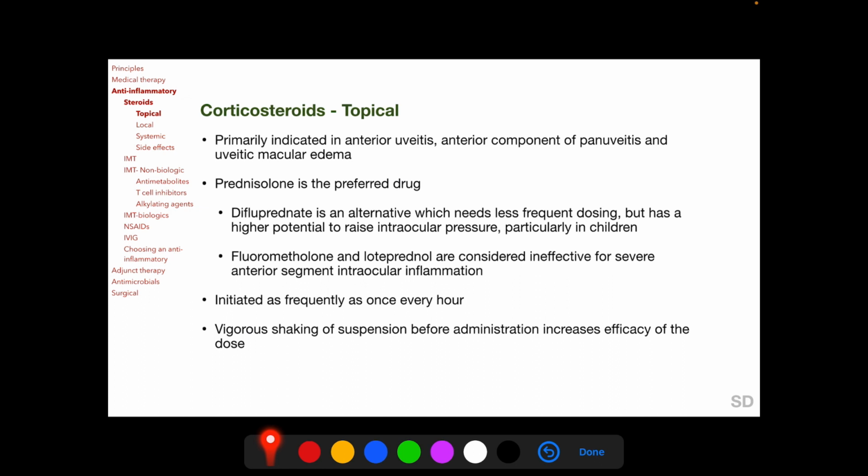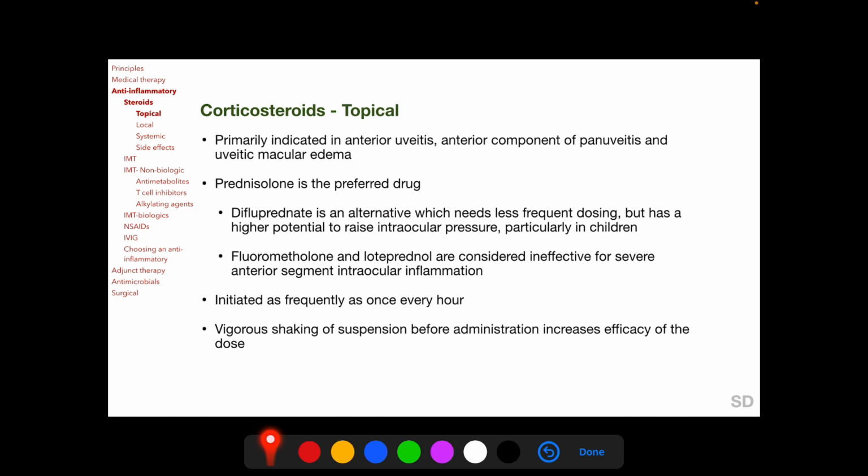Topical corticosteroids are primarily indicated in anterior uveitis. They can also be used to manage the anterior component of panuveitis and are also indicated for uveitic macular edema, and prednisolone is the preferred drug.